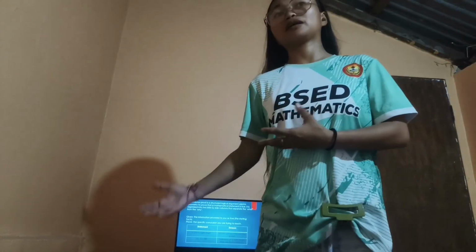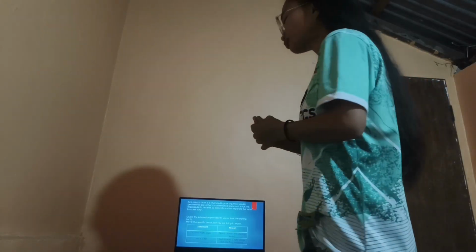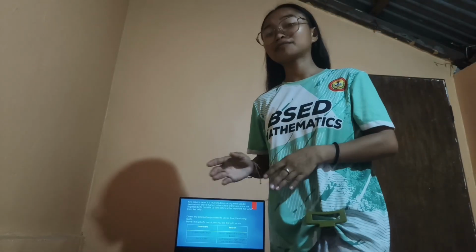Our main topic is the two-column proof. So what is the two-column proof? A two-column proof is a structured logical argument used in geometry to prove that a mathematical statement is true. It is organized into two side-by-side columns that separate the what from the why.